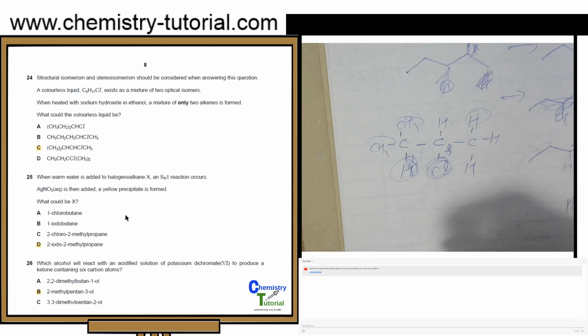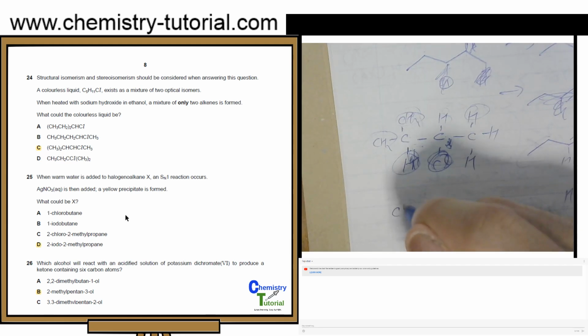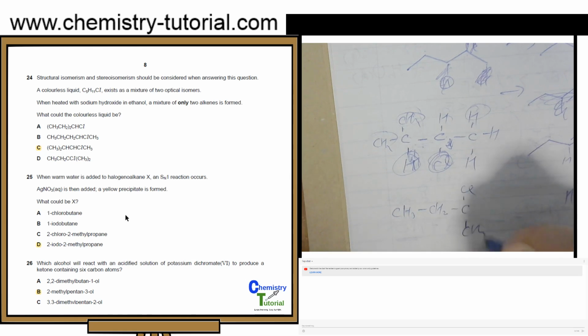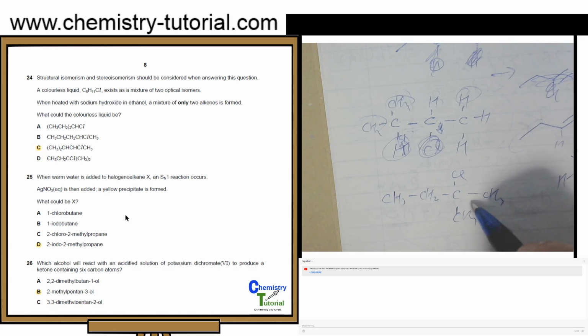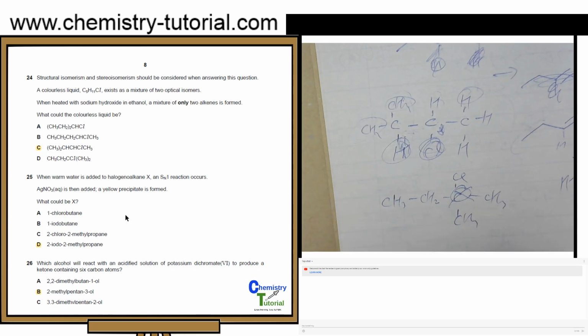Let's look at option D then. We have CH3, we have CH2, C, Cl, then we have CH3 and CH3. Now, it does not exist as a mixture of two optical isomers because this itself is not a chiral carbon. So we don't even have to look at the next step, whether it can produce a mixture of two alkenes. So the answer for 24 is option C.